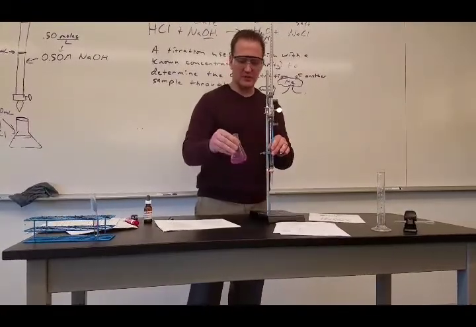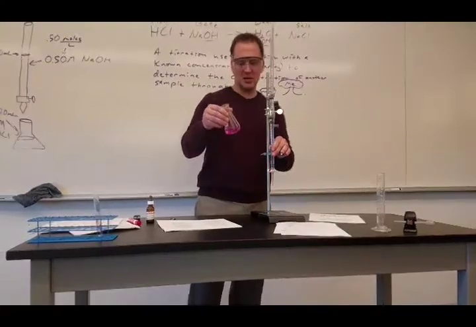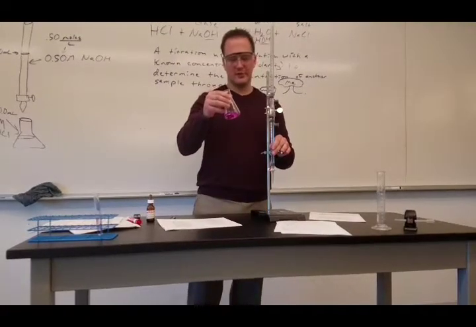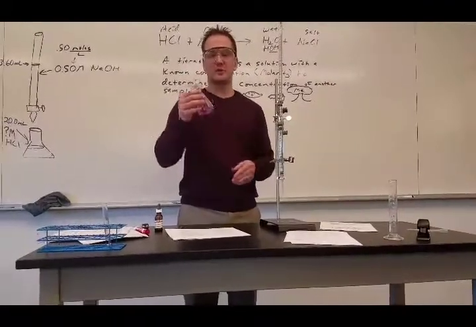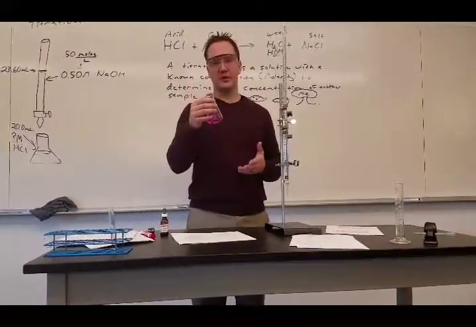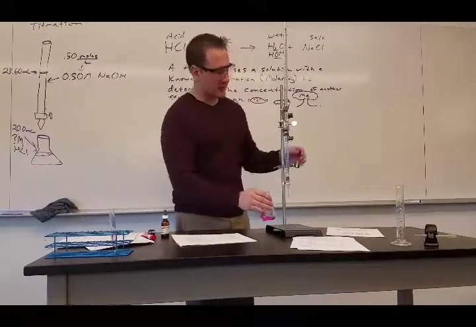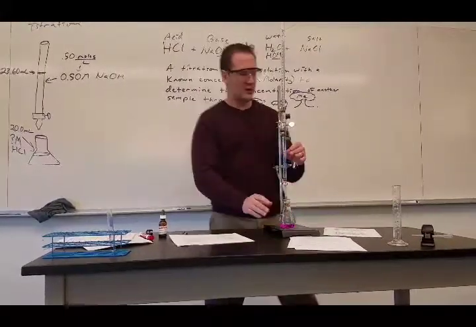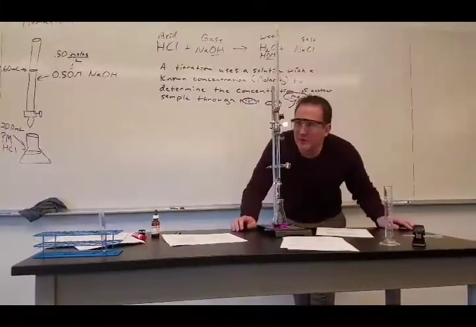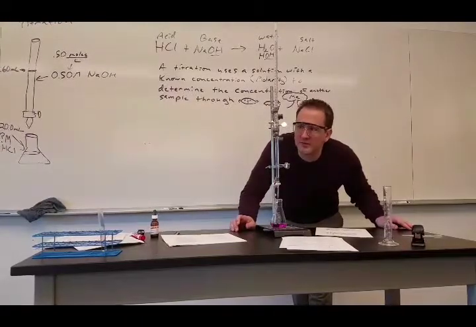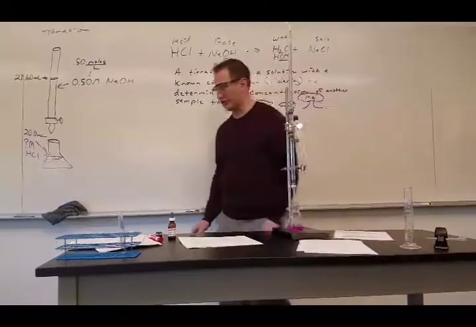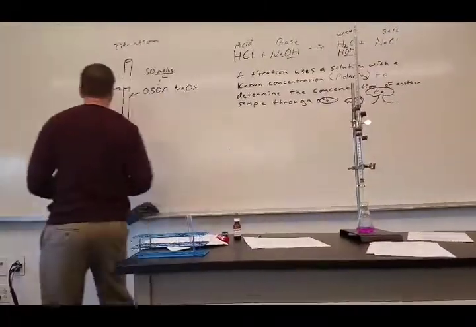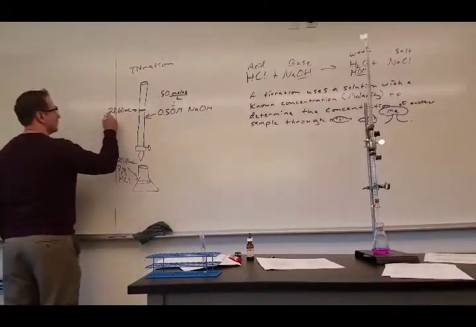Notice I'm adding really small, actually, that's not perfect, but it's okay. You really want a fainter pink than this. But at this point, I've definitely reached my end point. I've neutralized all the acid. So right now, I can look in the burette, and I can see that I've reached a volume of 30.70 milliliters of the sodium hydroxide.